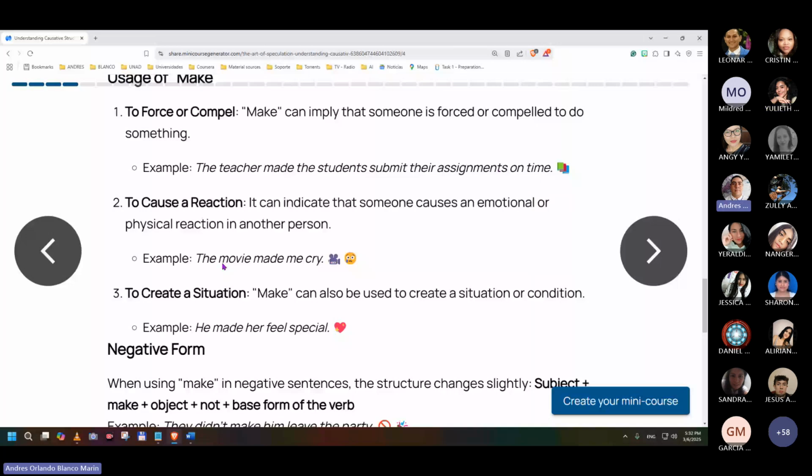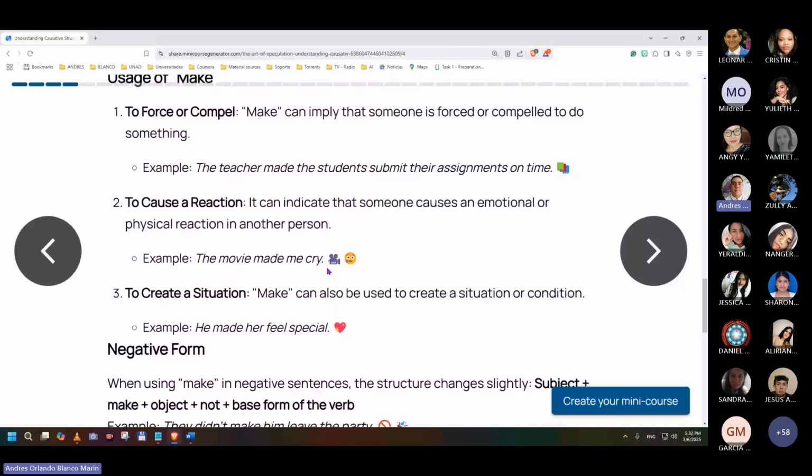The movie made me cry. Who is the object? Me. Who is crying? Me. And what causes the crying? The movie. The movie caused that, compelled me to cry.